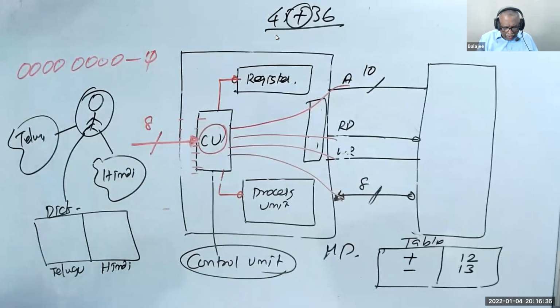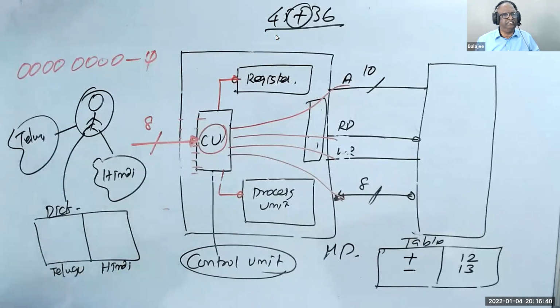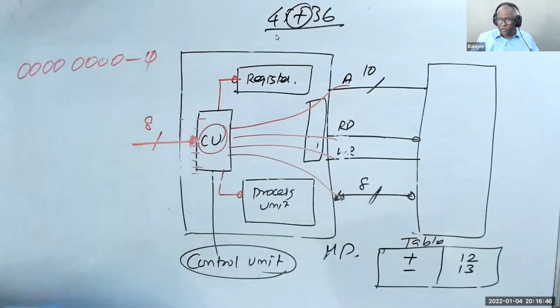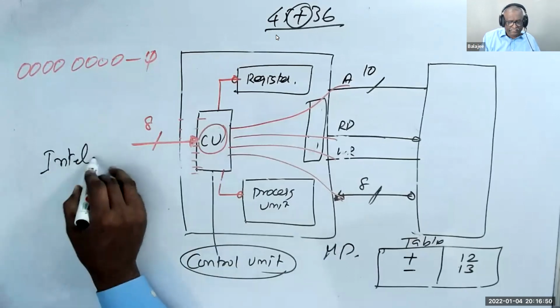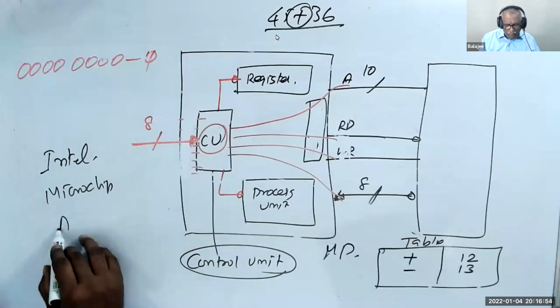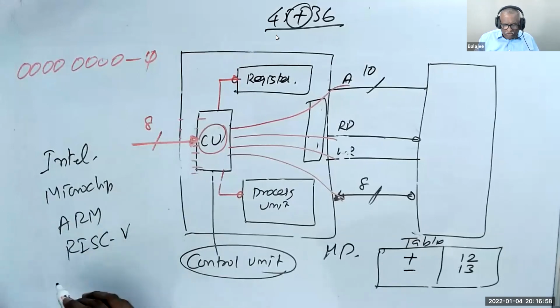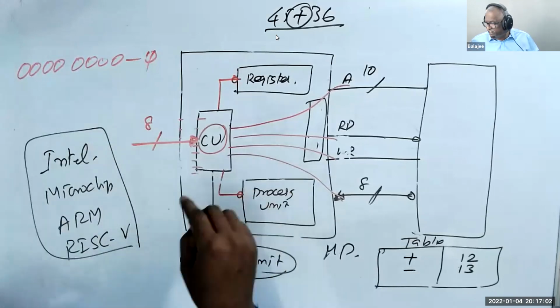Okay, so I read Telugu, then I learn Hindi. That's the way I do that. Now, here it is the same thing. There are n number of microprocessor manufacturers. For example, there's a company called Intel, a company called Microchip, a company called ARM, a company called RISC-V. A lot of companies are manufacturing microprocessors, and each one has its own language.